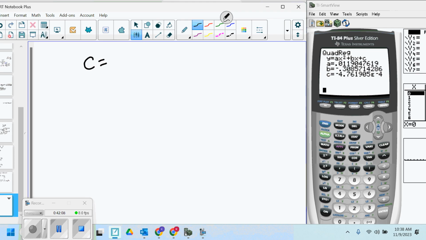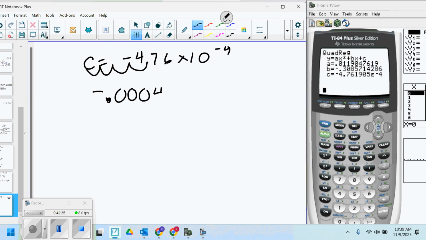That is how your calculator represents scientific notation, which means this is negative 4.76 times 10 to the negative 4. If you remember scientific notation, this means I'm going to move my decimal place 4 units to the left. So go 1, 2, 3, 4. That's where my decimal is now. So I'm going to have 3 zeros, and then 4, 7, 6. So that's what your C value is.